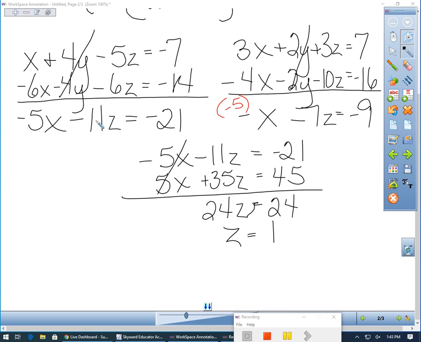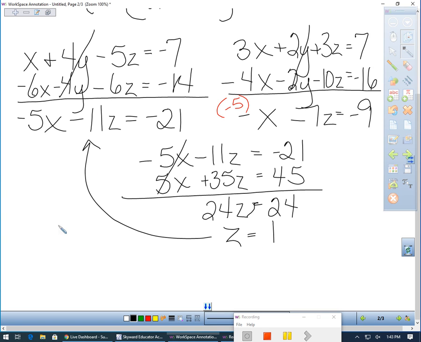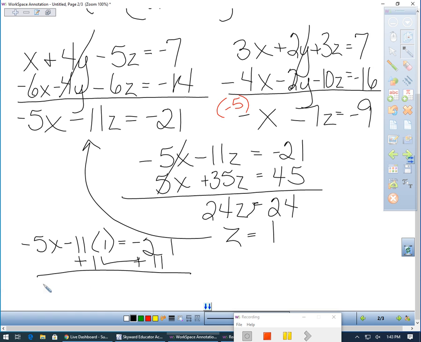We're going to plug it back into one of these two. Does it matter which one? No. So I'm going to take it up into this one. So I have negative 5x minus 11 times 1 equals negative 21. Adding 11 to both sides, right? We get negative 5x equals negative 10. So what does x equal? X equals 2. Very good.